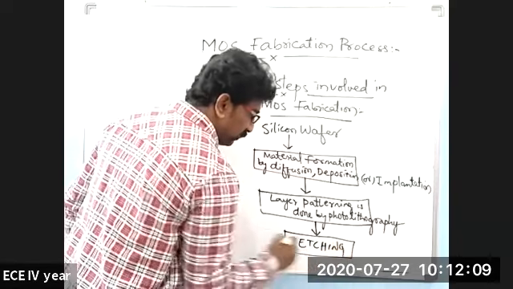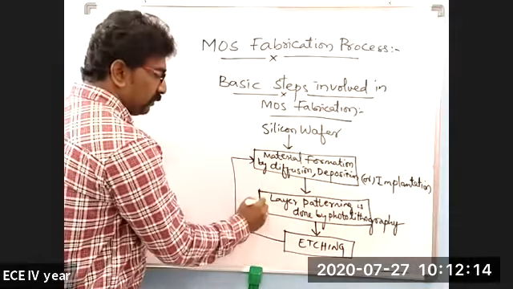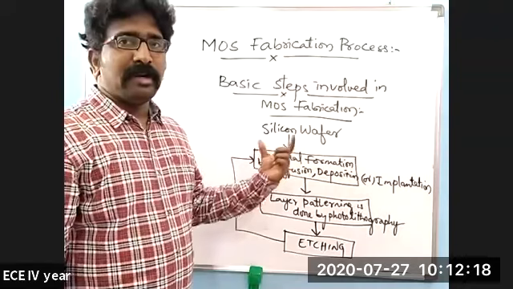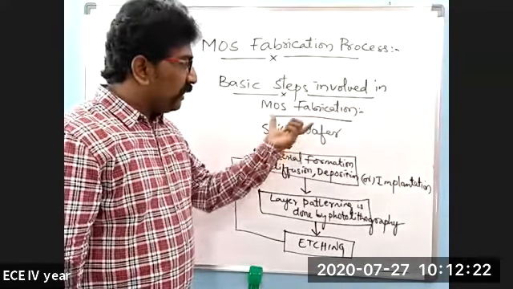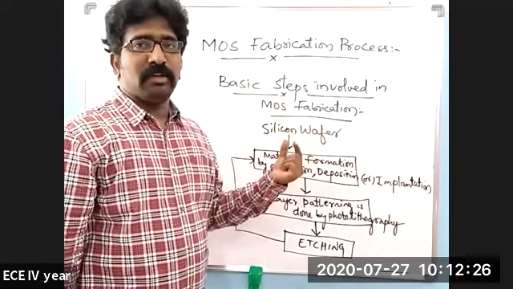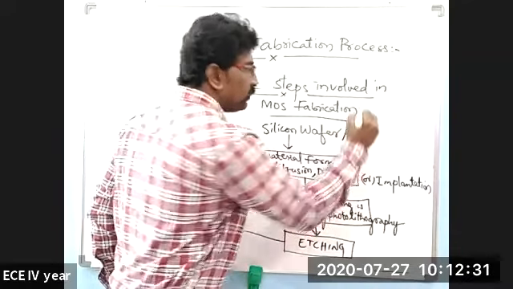It will be etching. Then it goes on to the first step again. So it will be a continuous process. So this is a flowchart for this fabrication, MOS fabrication. First, you'll be taking a pure silicon wafer, and here wafer is nothing else but a piece of silicon. The piece of silicon is also called a wafer or die. You can even call it a die.